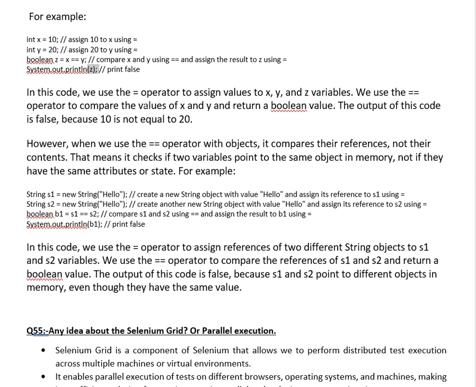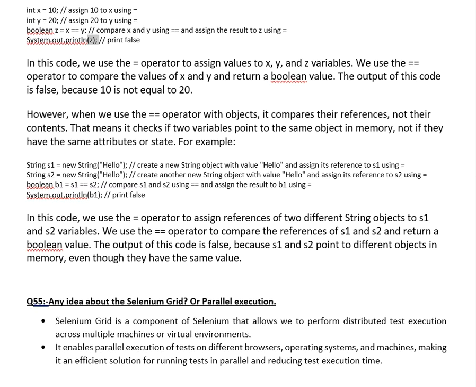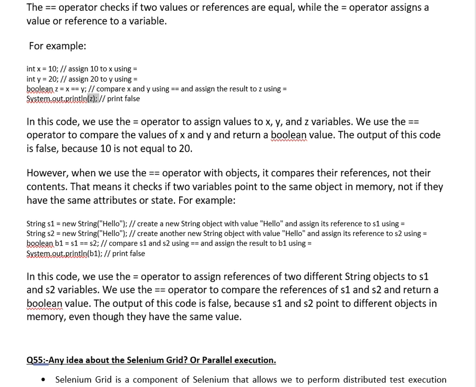So we use the = operator to assign values to the x, y and z variables, and we use the == operator to compare the values of x and y and return a boolean value. The output of this code is false, because 10 is not equal to 20. Now the next point: when we use the == operator with objects, it compares their references, not their content.